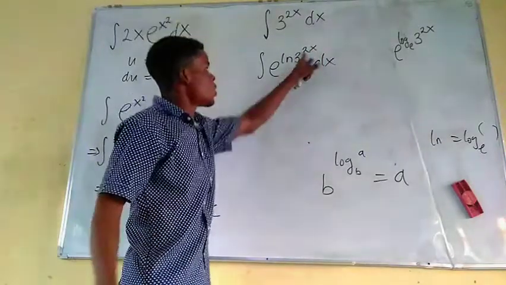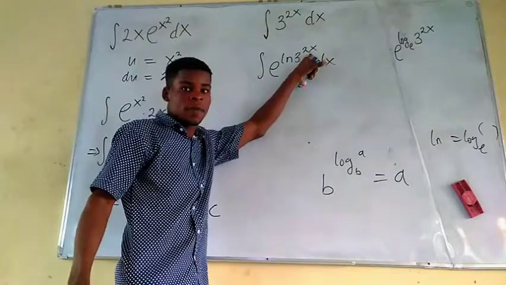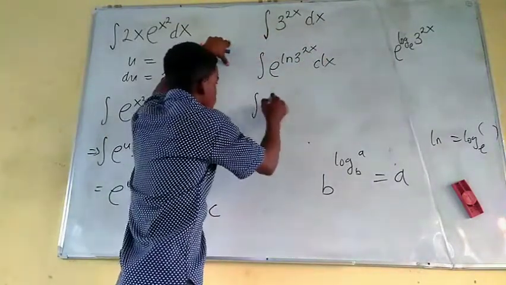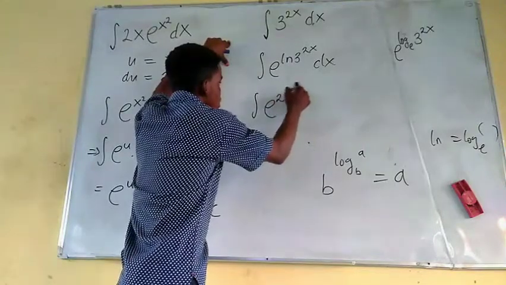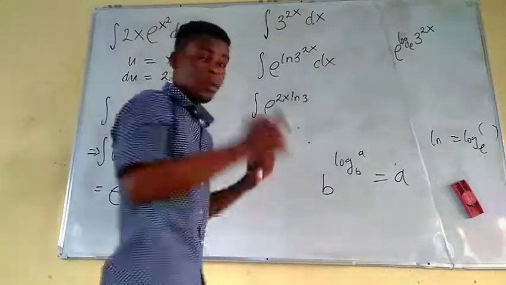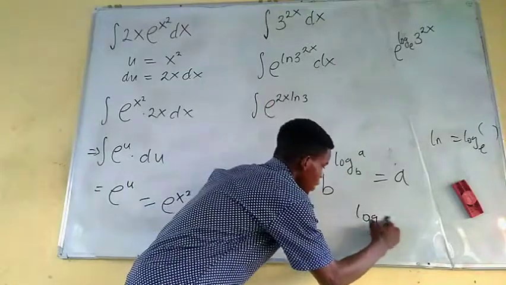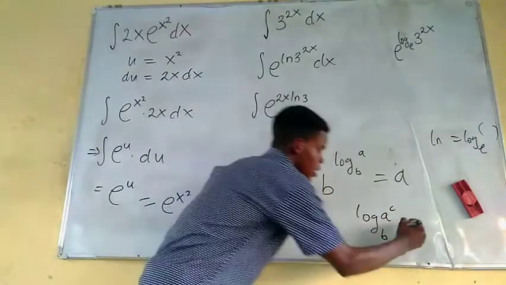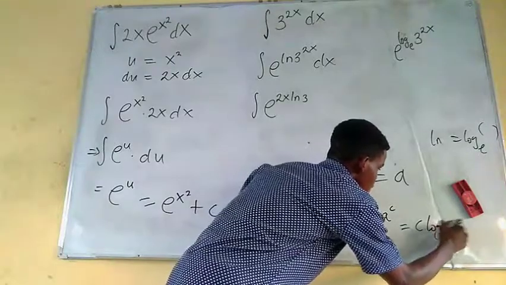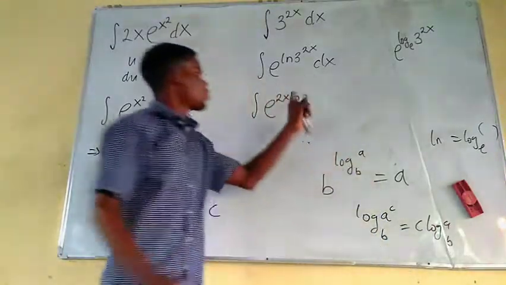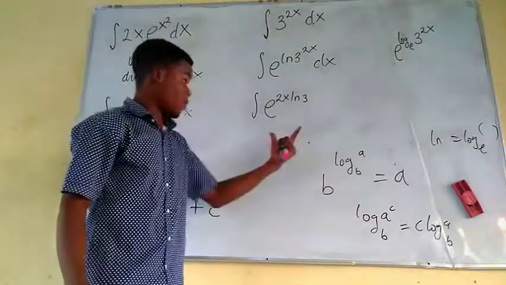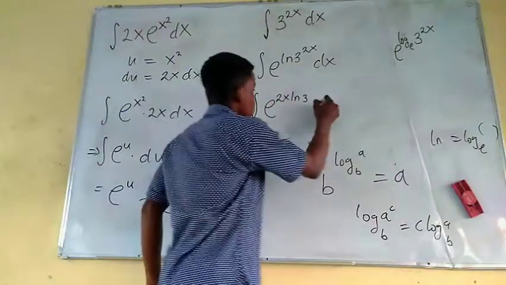Since 2x is the power of 3, we can take it to the front of the logarithm notation. We have e to the power of 2x ln 3. From the log property, log of a to the power c, to base b, is the same thing as c times log of a to base b. That's what I'm applying here, taking the power up to the front.